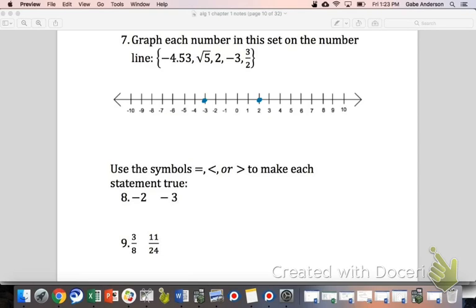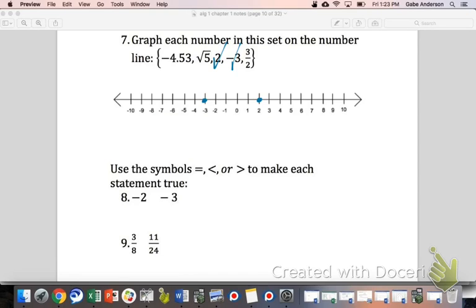And we've graphed those first two. So I'll just put little check marks through those. I've graphed those. What would you guys say would be the next easiest one to graph? -4.53. So let's talk about this one. Wouldn't it be fair to say that -4.53 is between -4 and -5?